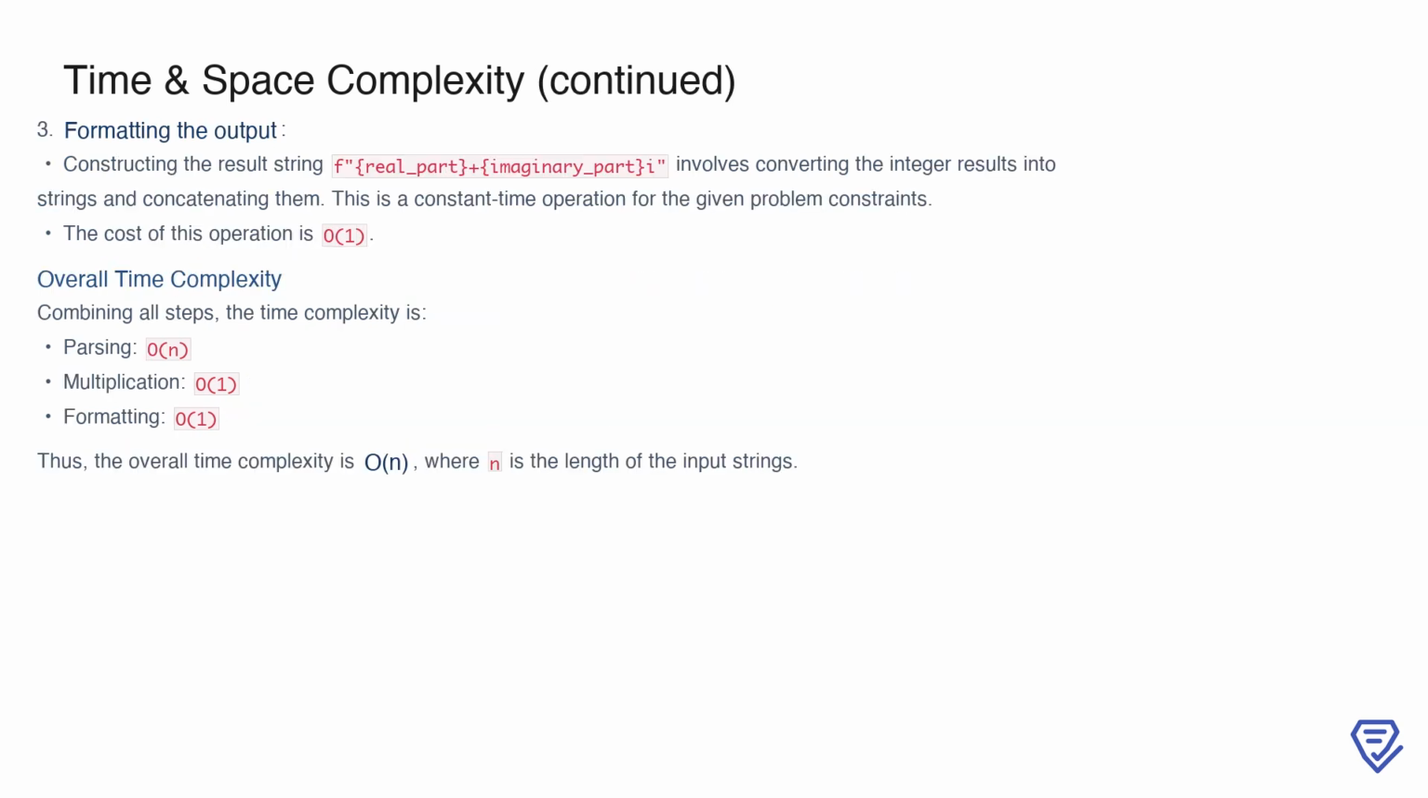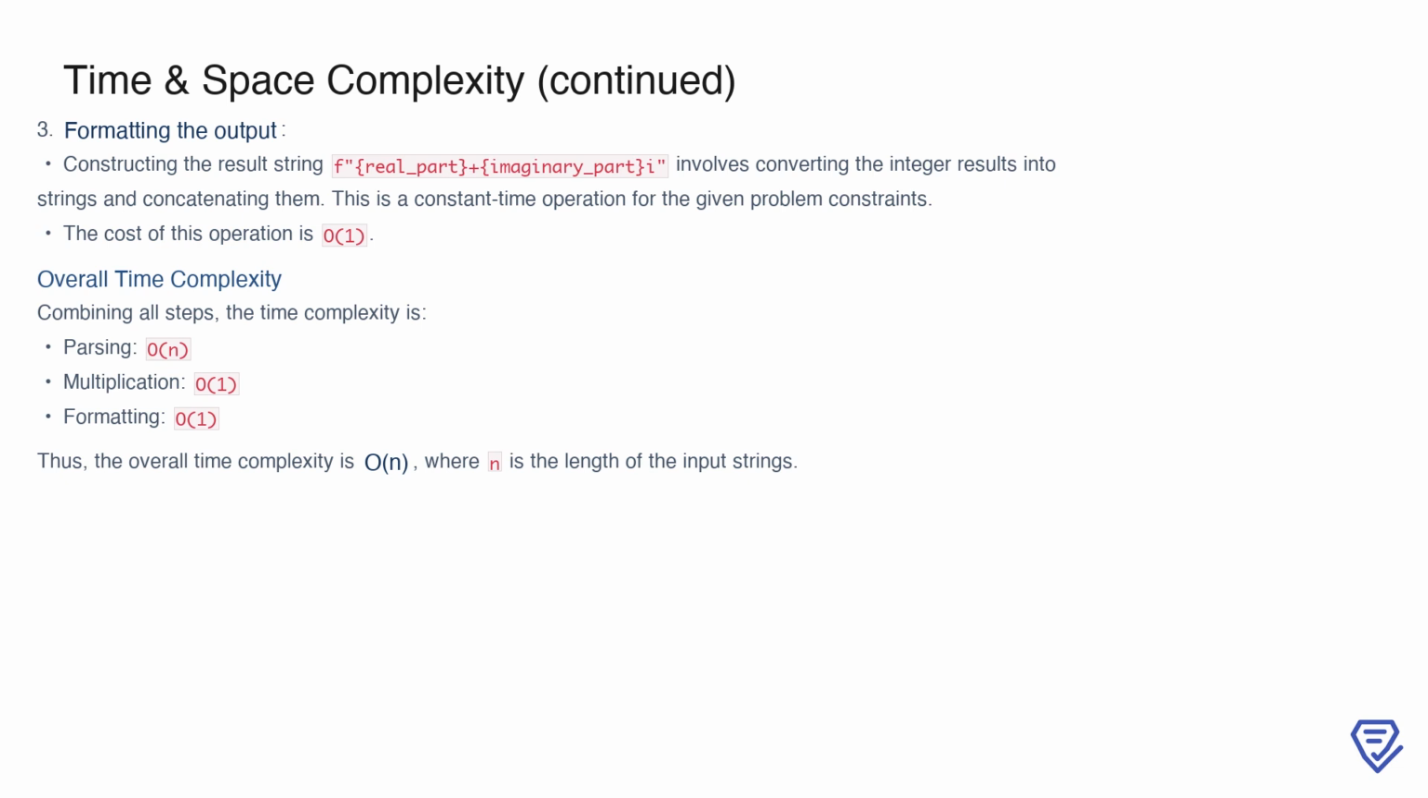Now, after computing the multiplication, we need to format the output as a string. This involves converting the integer results of the real and imaginary parts into strings and concatenating them with the appropriate format, such as f, real_part, plus, imaginary_part, i. Since the numbers involved are bounded by the problem constraints, this is a constant time operation, O(1).